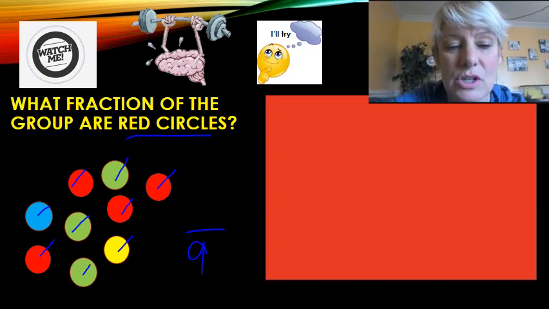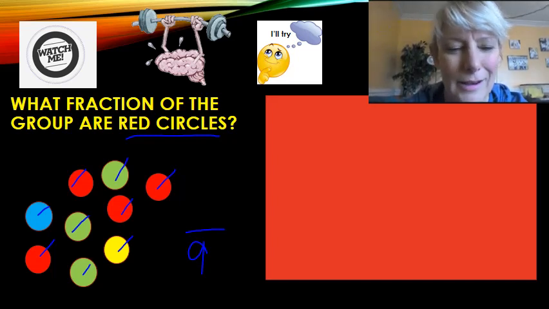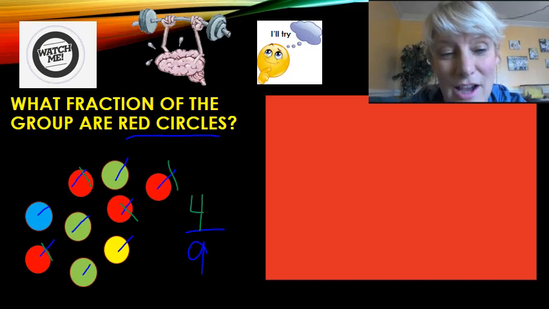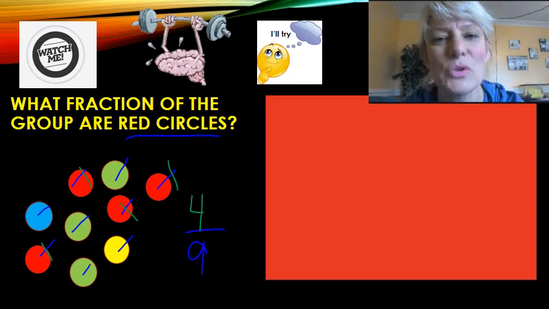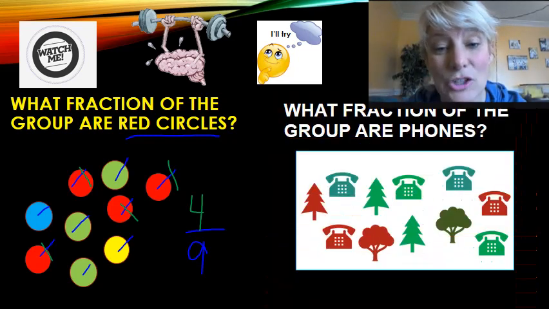Now my question wants to know, well, out of those total parts, how many of them are red circles? So I can go back and I can count my red circles. I have 1, 2, 3, 4. So I have 4/9 of my group are red circles. All right, I want you to use that same strategy, and I want you to try the other side that says I'll try. Pause it, come on back, and you can check it.